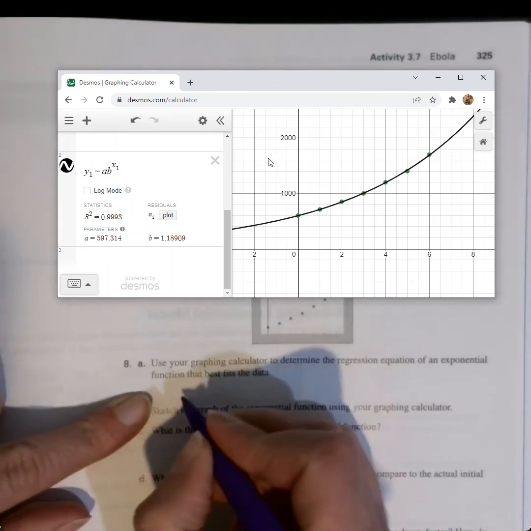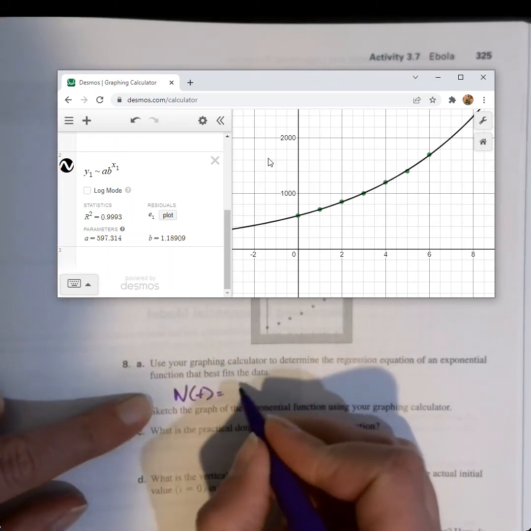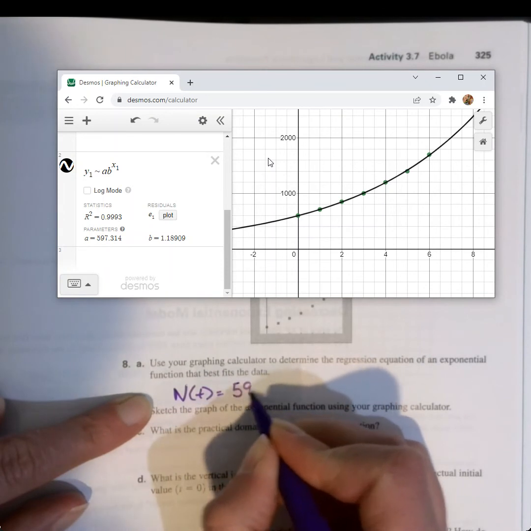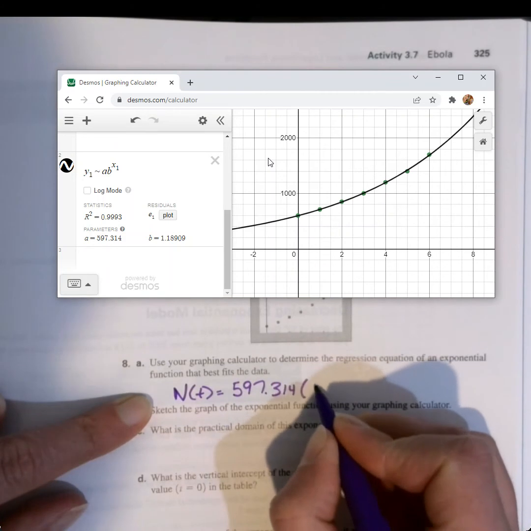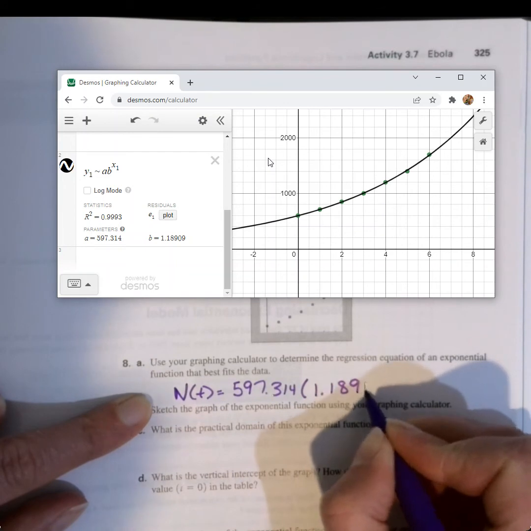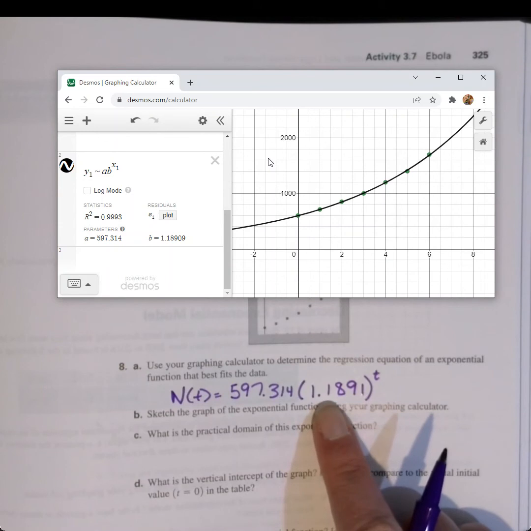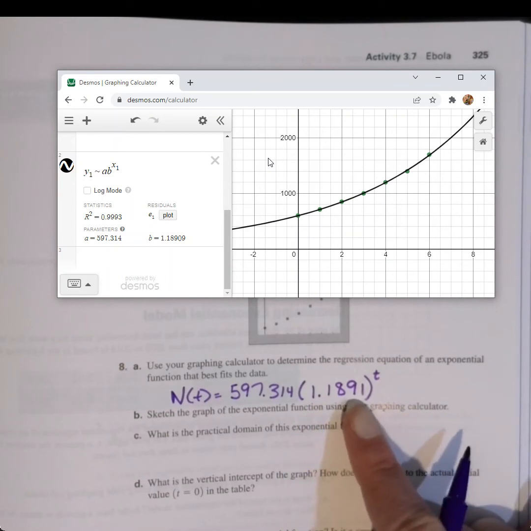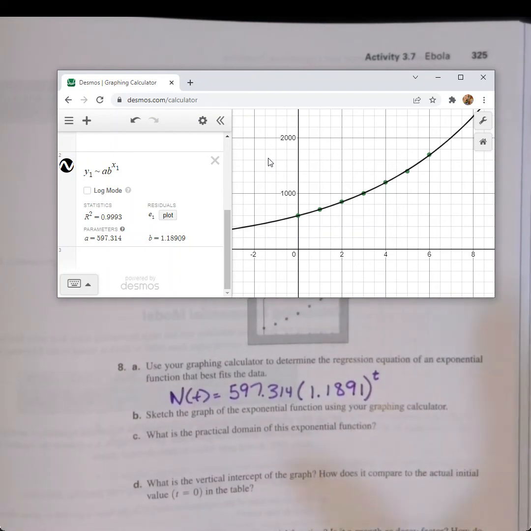So our model, n for the number of bacteria, so n of t, is going to equal our a value, which is 597.314, times our b value, which is 1.18909, rounded to that 1 right there, if I'm trying to stick to the 4 places that I had mentioned earlier. Okay, so sketch the graph. I've already done so because it happens automatically in decimals, not so in the calculator.